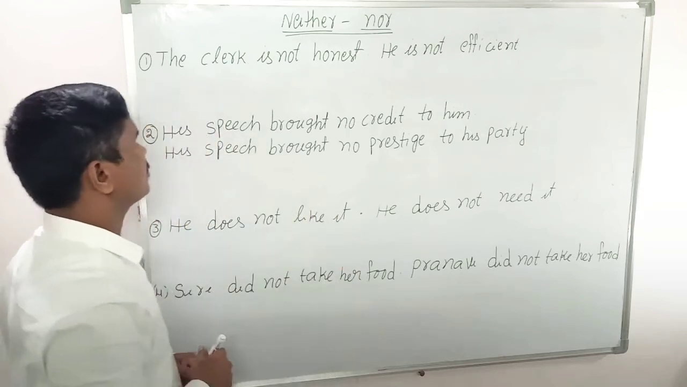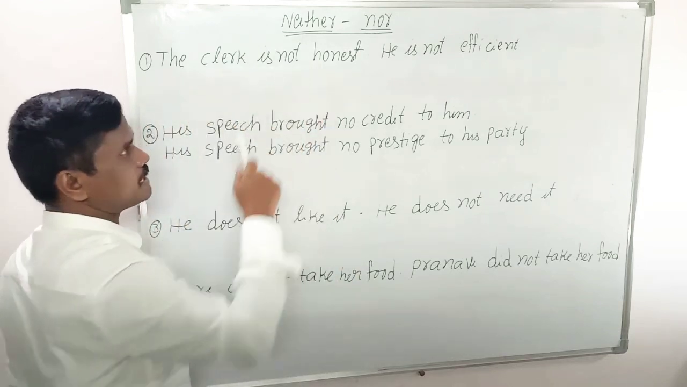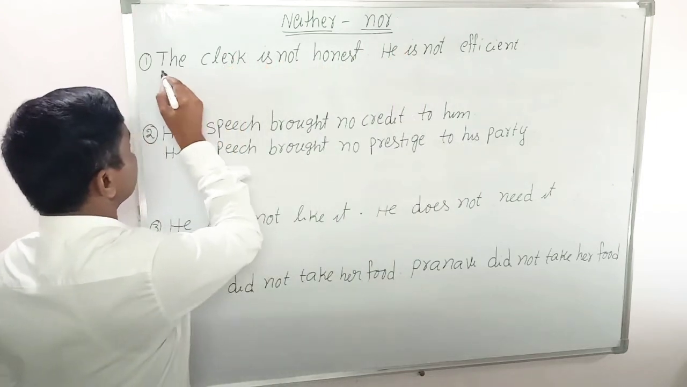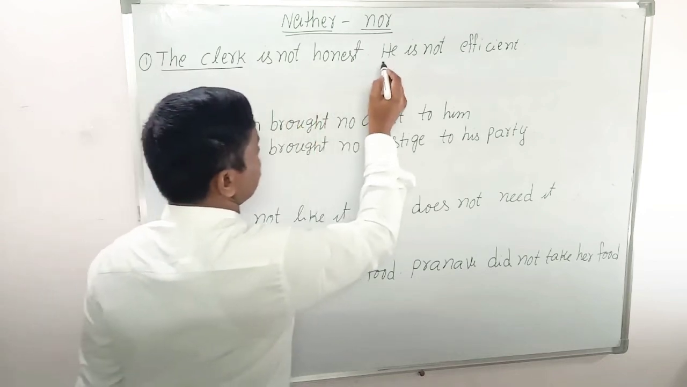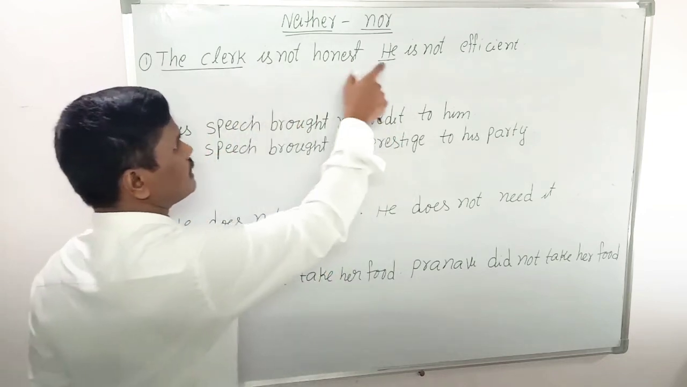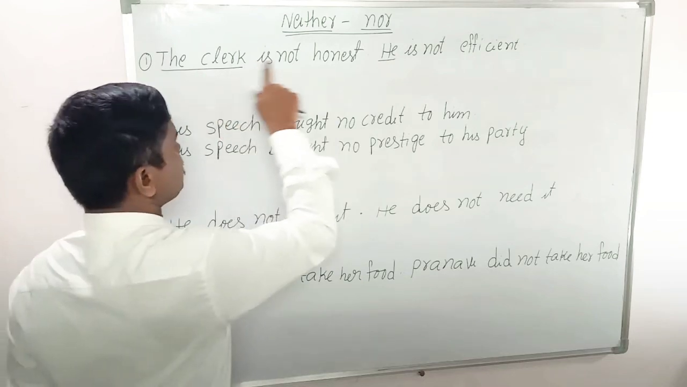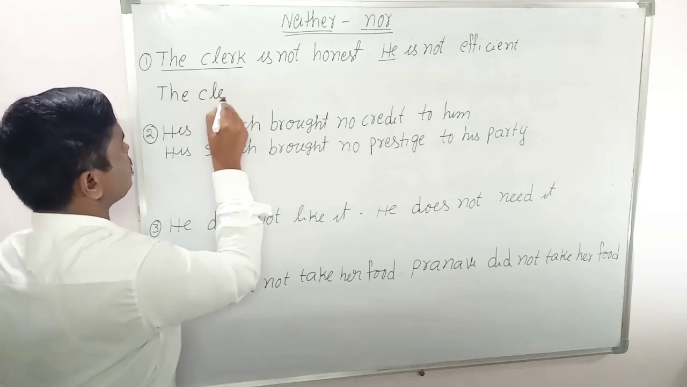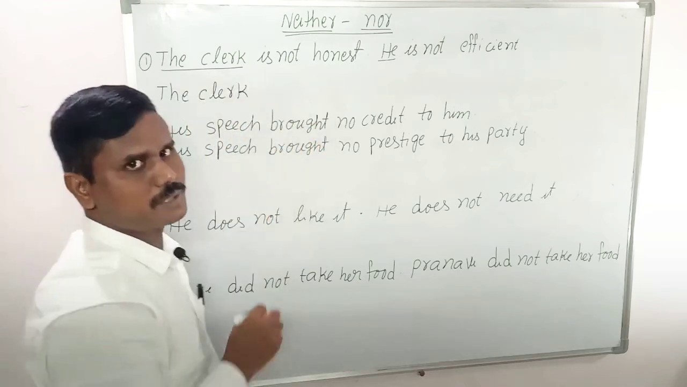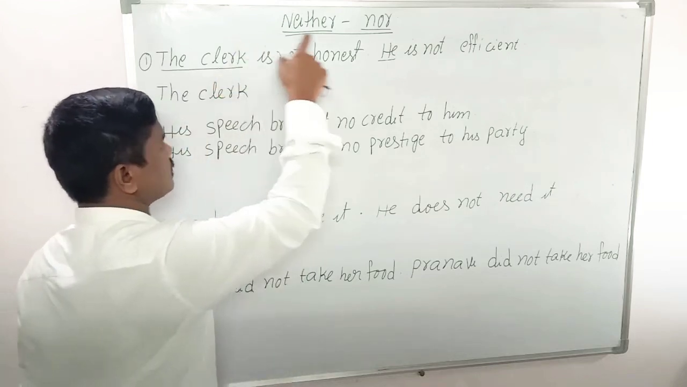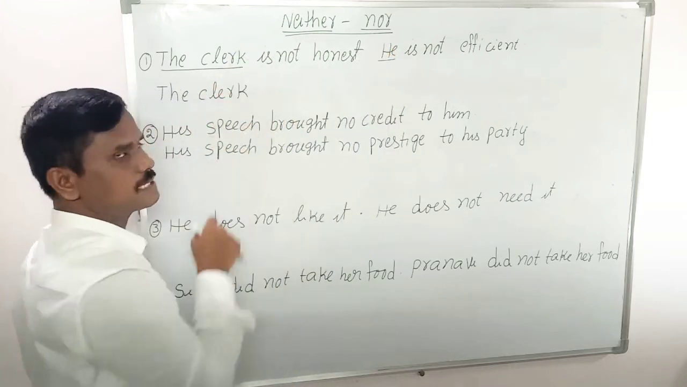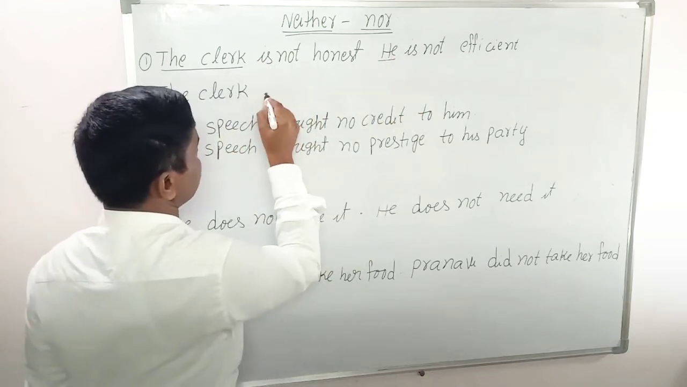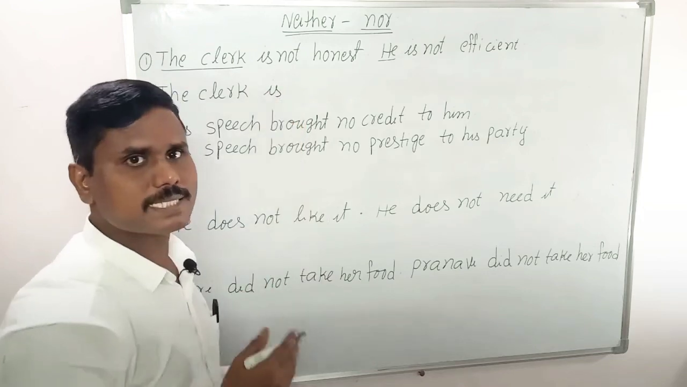Now let us come to the topic. The clerk is not honest. He is not efficient. He means the clerk. Here, first, the subject. The two subjects are same. When two subjects are same, first you write the subject, that is the clerk. First look at the given two sentences. If the two sentences have the same subject, you write the subject. Next, what is the verb? Is. So write the same verb.